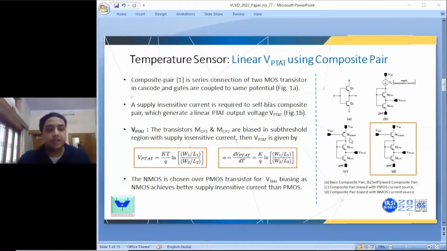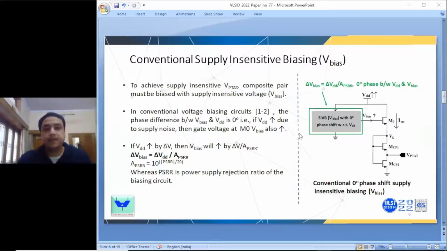The previous techniques can use PMOS to bias those transistors, or NMOS to bias those transistors. What we observe is that by biasing the current using the NMOS transistor, we are able to achieve a higher PSRR compared to PMOS. That's why we choose the NMOS here. The conventional supply rejection techniques use a block which will bias this NMOS and make sure the current in this circuit is in nanoamps, so that MCP1 and MCP2 are in subthreshold, and they can give a good linear PTAT voltage, which can be used as a temperature sensor.